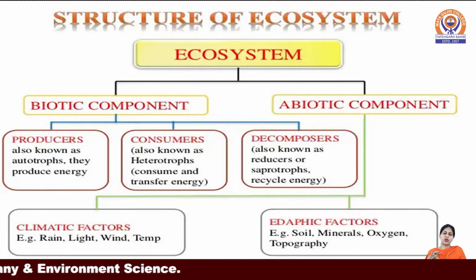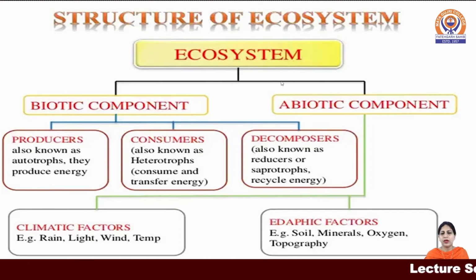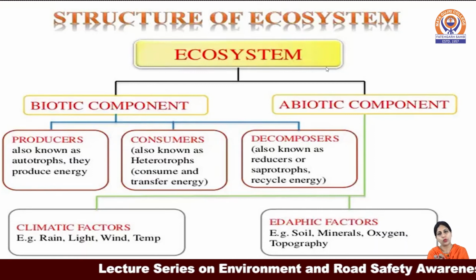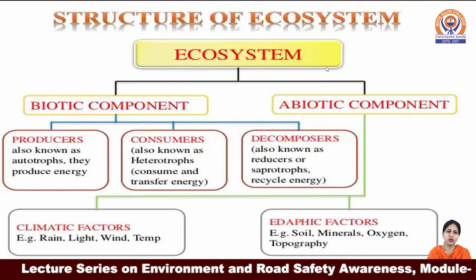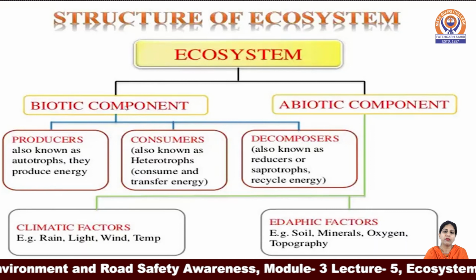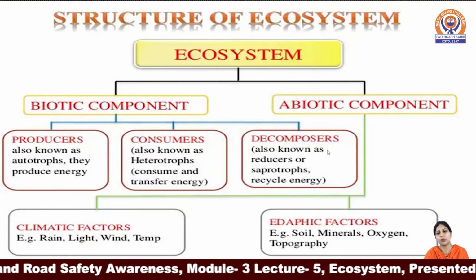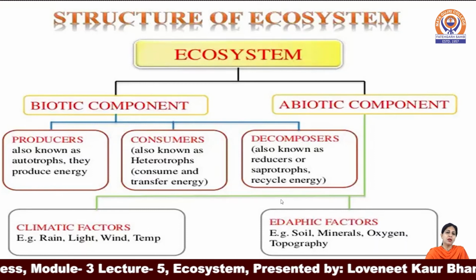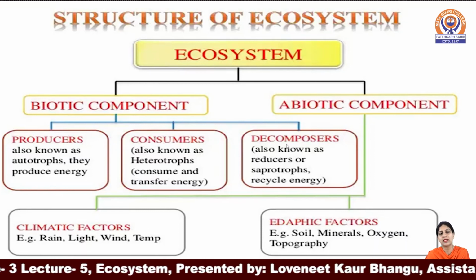So next, coming to the structure of ecosystem. Now what is the structure of an ecosystem? As we have already discussed, the ecosystem comprises both biotic as well as abiotic components. As we have understood in detail, when we add the biotic as well as the abiotic factors together, they form an ecosystem. So when we talk about the structure of the ecosystem, dear students, it includes both biotic and abiotic components. The biotic components can further be divided into producers, consumers and decomposers. And the abiotic factors, as I've already explained, include climatic factors as well as edaphic factors.